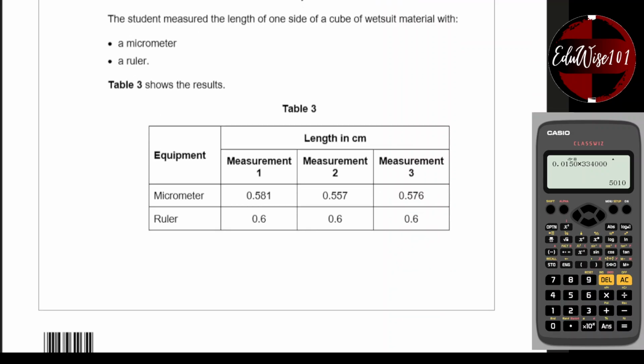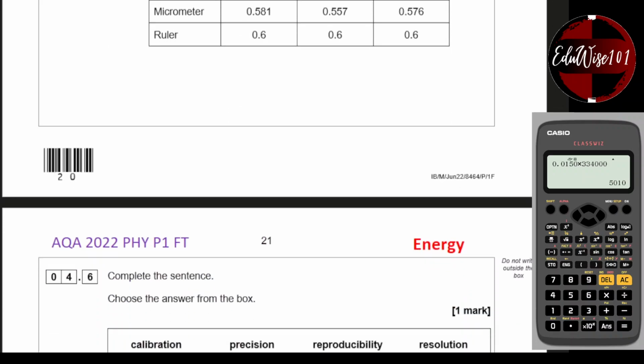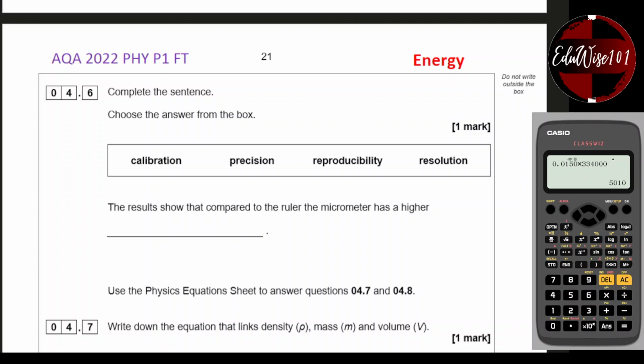So using a micrometer, they measured measurement 1, 2, and 3, and they have given you the values. The ruler, they have given you the values as 0.6, 0.6, and 0.6. Complete the sentence. Choose the answer from the box. The results show that compared to the ruler, the micrometer has a higher what?